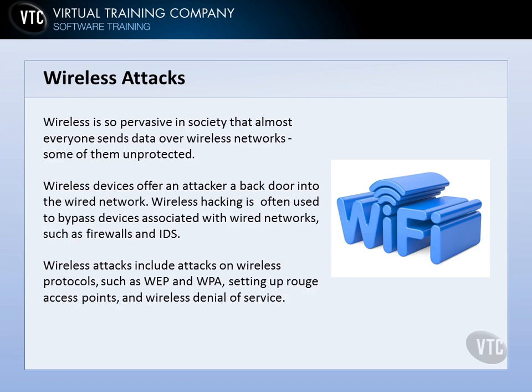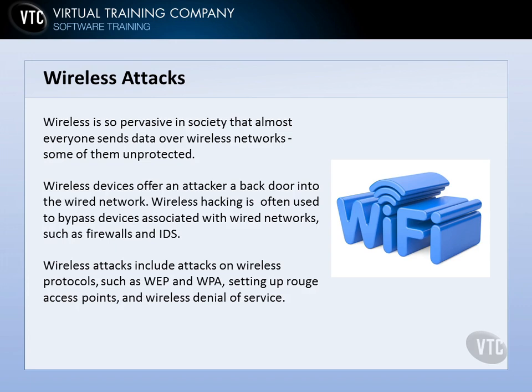Wireless devices can offer an attacker a backdoor into a wired network. In fact, wireless hacking is sometimes used to bypass devices that normally we see on big wired networks. People focus on putting firewalls, IDSs, border routers, and so forth on a wired network, but sometimes they leave the wireless portion unsecured. They set up a wireless access point, and maybe they lock it down a little bit with WEP or WPA, but they don't go through the depth of putting a firewall up or an authentication server up and so forth. And I'm not talking about home networks, obviously. I'm talking about enterprise-level networks.